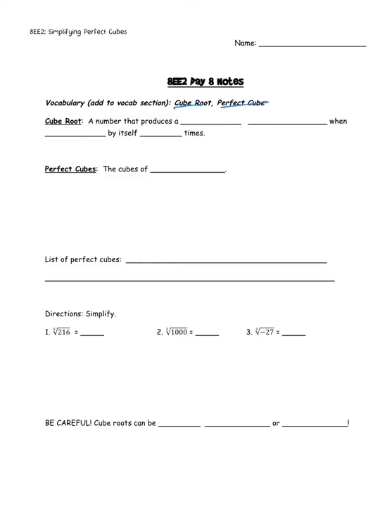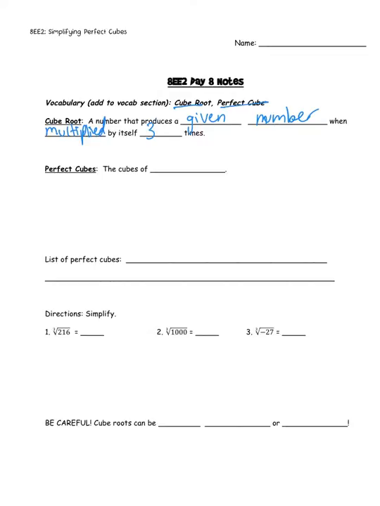A cube root is a number that produces a given number when multiplied by itself 3 times. So that makes sense because when we square a number, that's to the second power, when we cube a number, that's to the third power. So it's a number that produces a given number when multiplied by itself 3 times.